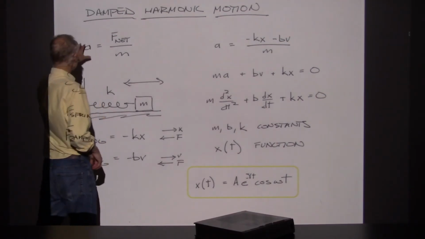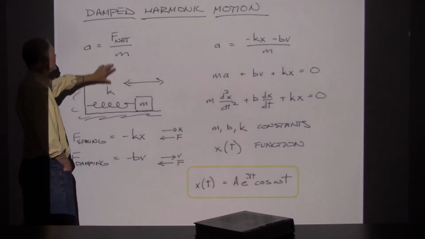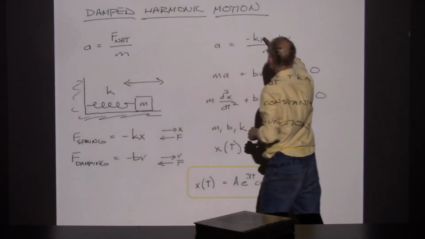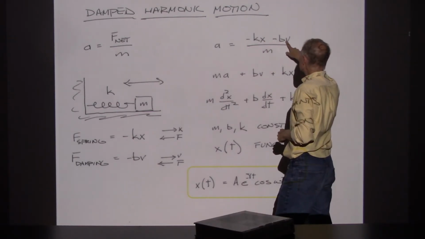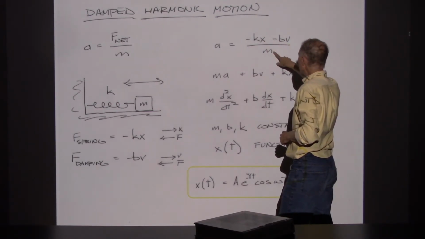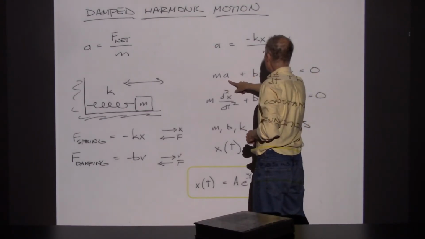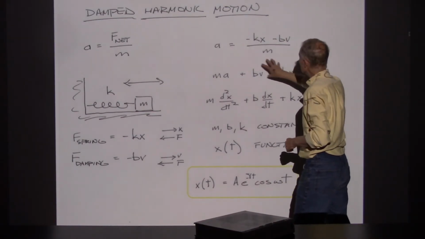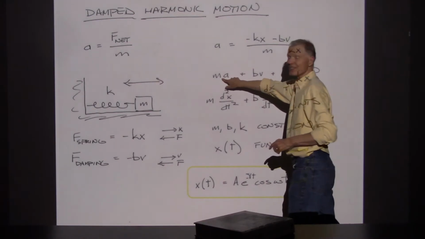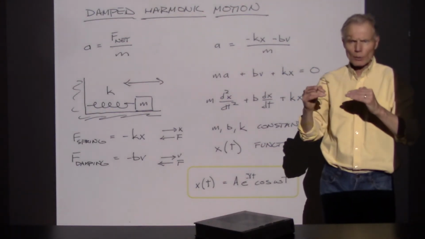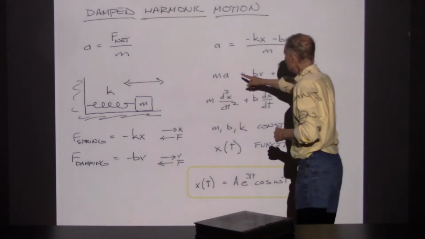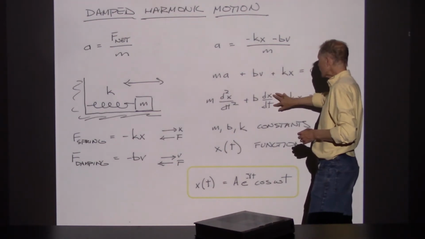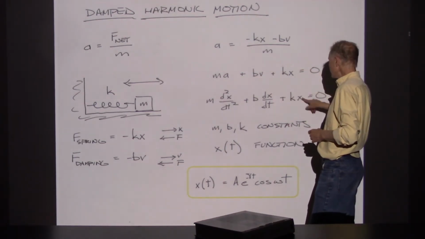So we start off by saying the acceleration of this object is equal to F net divided by m. And the two forces acting on it are the force of the spring and the damping force. That gets divided by m. We can write that as ma plus bv plus kx equals 0. Now this is a force, this is a force, this is the acceleration term. But we've written it in a way where now we can substitute for the a: it's the second time derivative of displacement, the velocity is the first time derivative of displacement, and displacement is displacement.